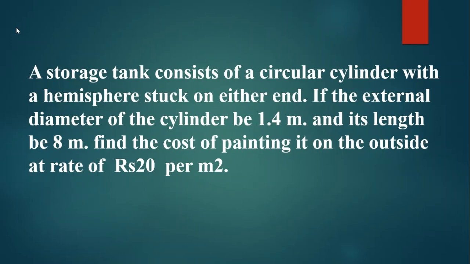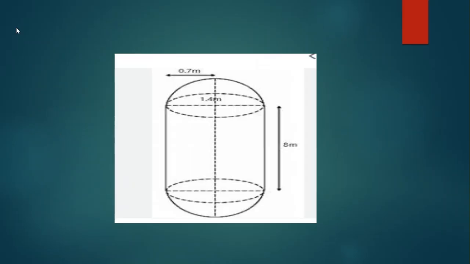And what is given more here? The diameter of the cylinder is given as 1.4 meters, and the length of the cylinder, which can be taken as the height of the cylinder, as 8 meters. Okay, and one more point is given: to paint that particular tank, it takes 20 rupees per 1 meter square. Okay, right? So this is the storage tank.